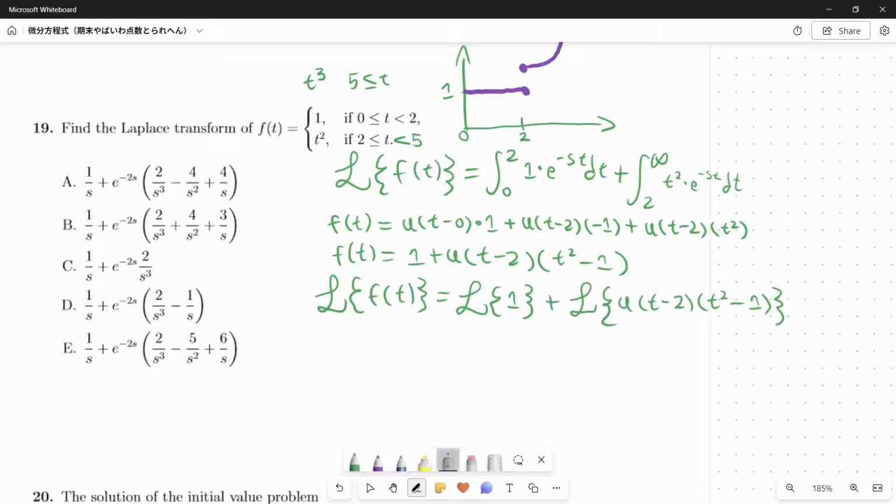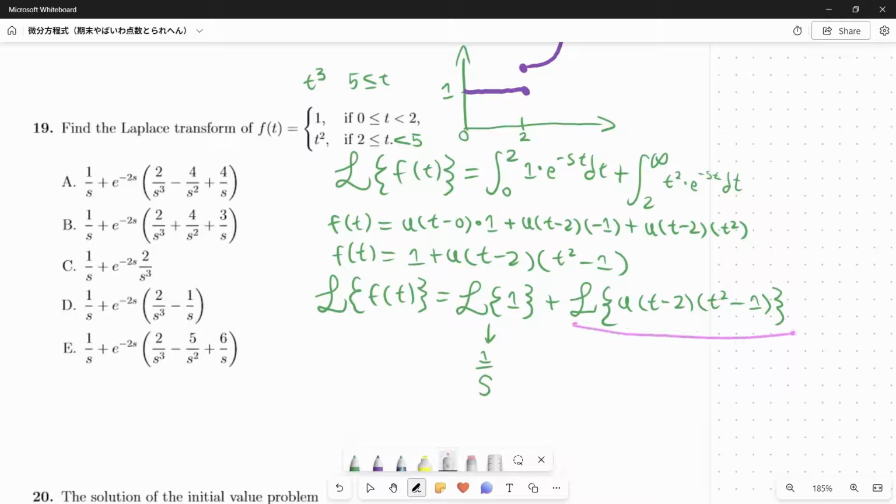So now focusing on the Laplace transform of 1, that's trivial. Looking at your Laplace transform table, that's the constant case. So that Laplace transform is just going to be equal to the constant divided by s. So this is going to go to just 1 over s.